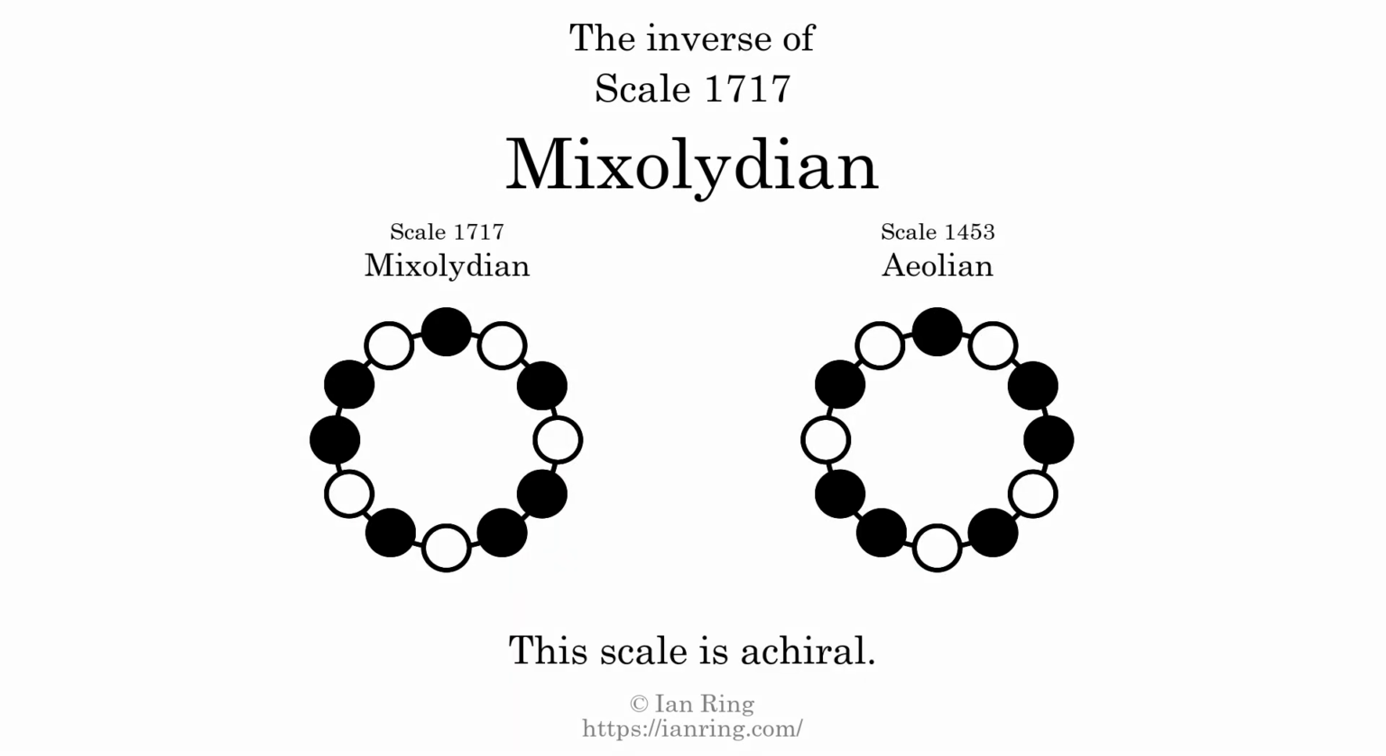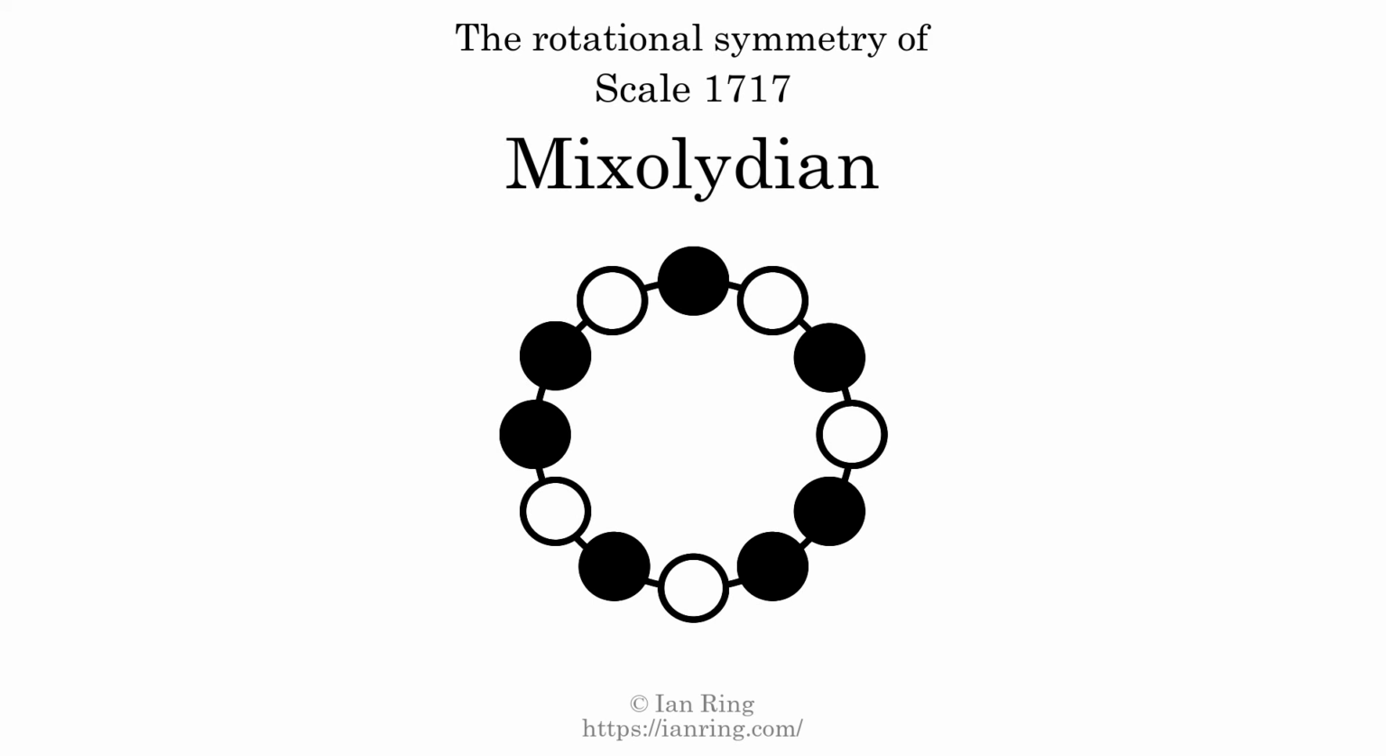The inverse of a scale is a mirror image. It is what you get when the sequence of intervals is reversed. The inverse of this scale is scale 1453, also known as Aeolian. This scale is achiral, since it can transform into its own reflection by a rotational transformation. This scale has no rotational symmetry.